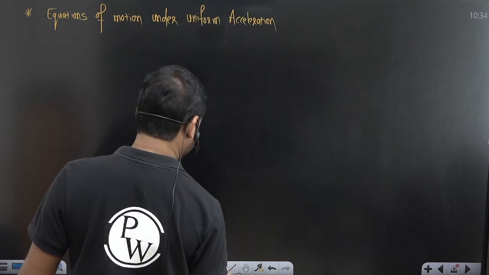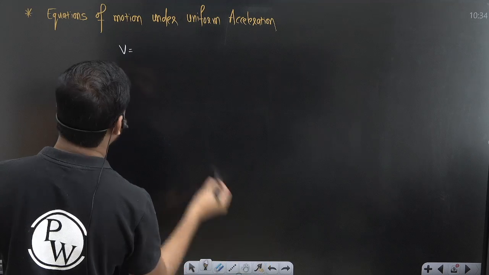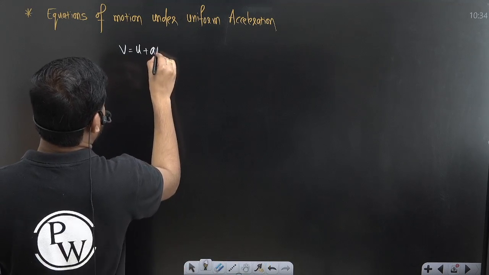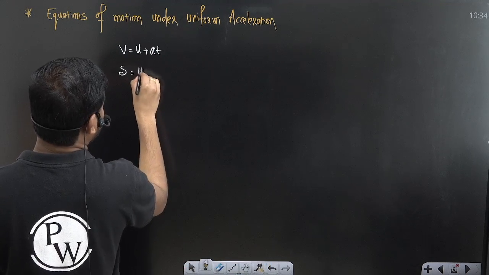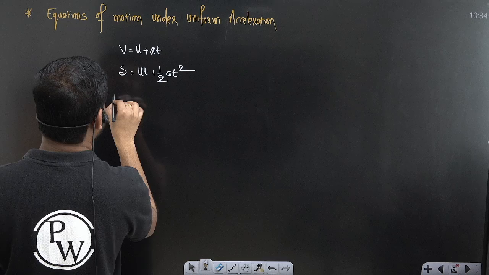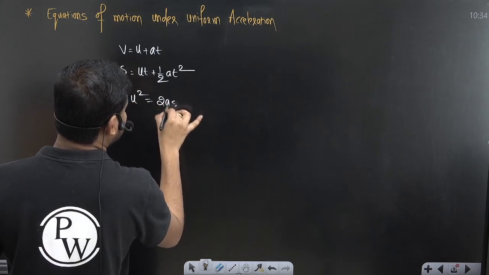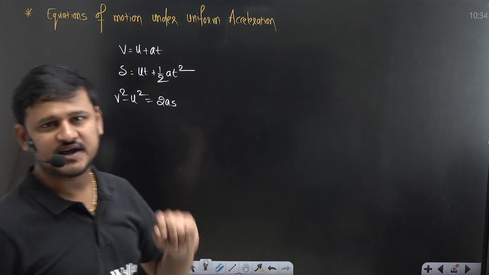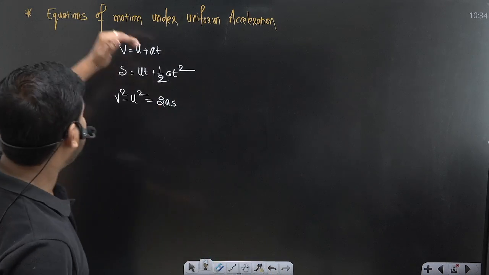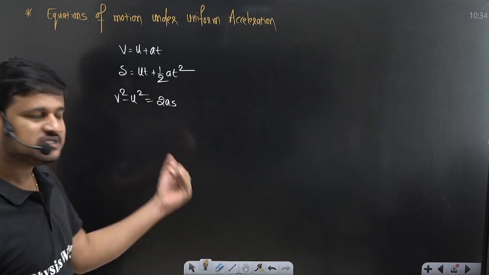So we can write v is equal to u plus at, then s is equal to ut plus half at square, then v square minus u square is equal to 2as. So these are the equations of motion under uniform acceleration. And based on these, we discussed some standard results.